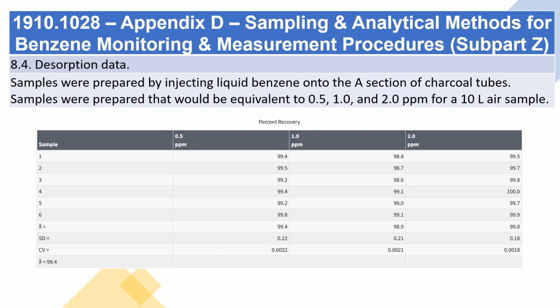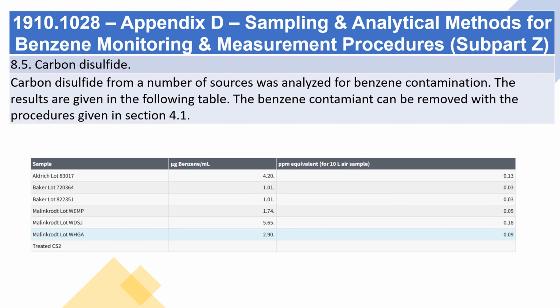8.4 Desorption data. Samples were prepared by injecting liquid benzene onto the front section of charcoal tubes. Samples were prepared that would be equivalent to 0.5, 1.0, and 2.0 ppm for a 10 L air sample. 8.5 Carbon disulfide. Carbon disulfide from a number of sources was analyzed for benzene contamination. The results are given in the following table. The benzene contaminant can be removed with the procedures given in section 4.1.